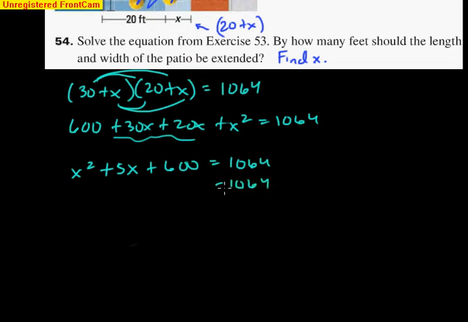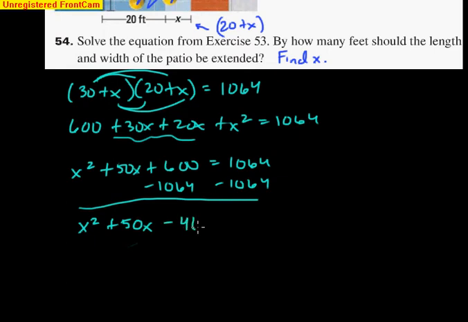Now to make this say equals 0, I'm going to subtract 1064 on both sides. So I will get x squared. This should say 50x, I'm sorry. Let me erase that and add that in. Right, 50x. So this should say x squared plus 50x. This is now minus 464, and this cancels out, becomes 0. And now here's the problem. What are the factors of negative 464?